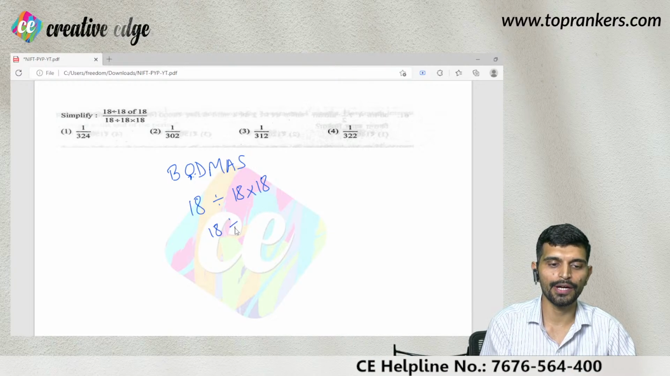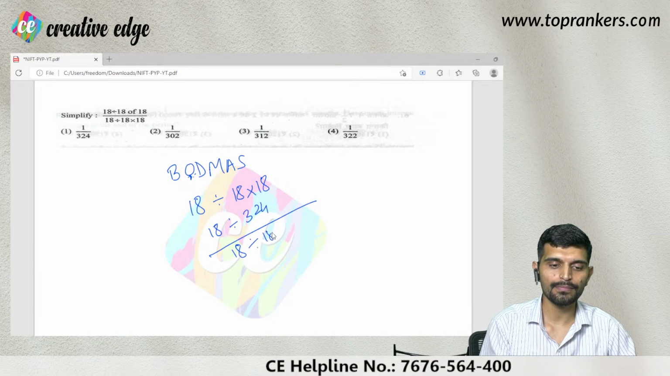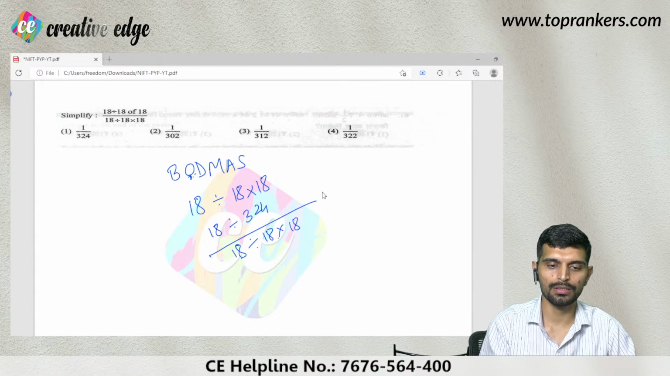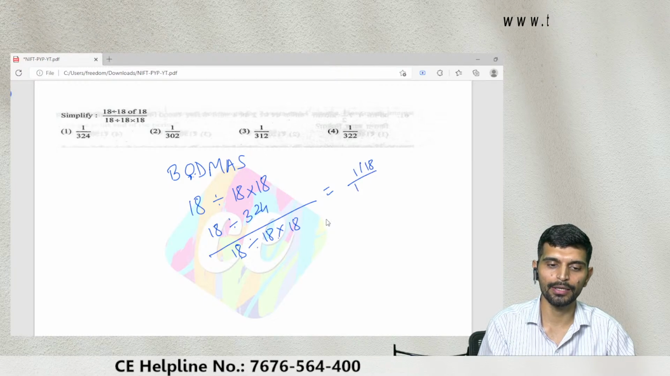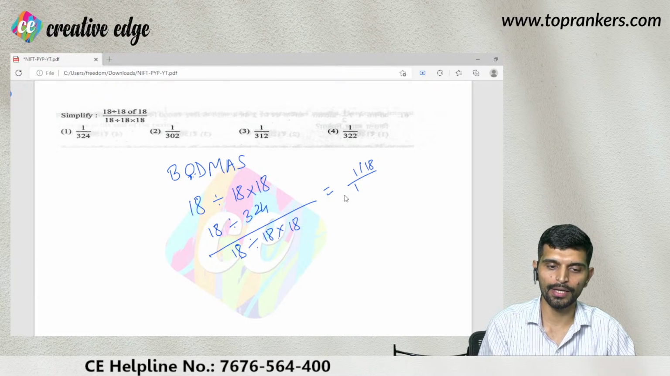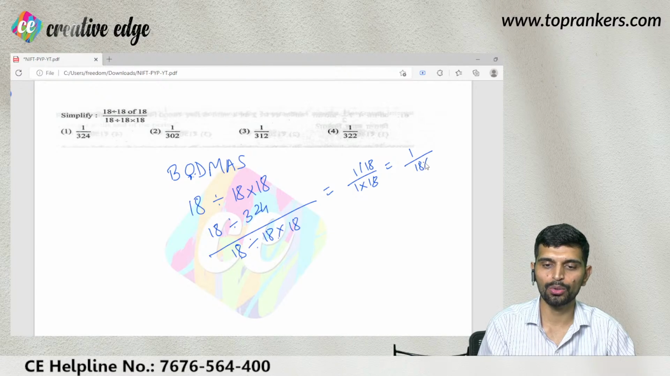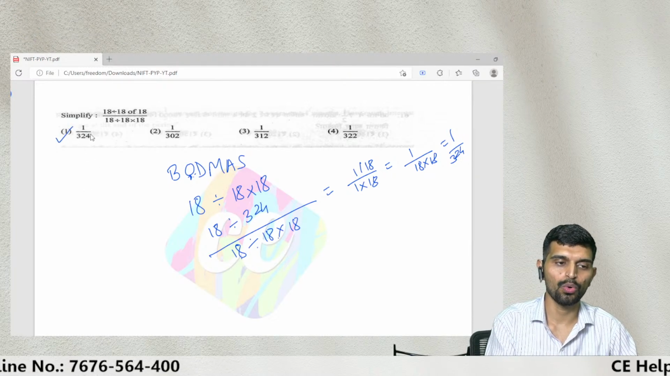So 18 divided by 324 upon 18 divided by 18 into 18. So 18 divided by 18 is 1. So here this is 1 upon 18 in numerator, and here 18 divided by 18 is 1, and 1 into 18 is 18. So that is 1 upon 18 into 18. So that should be 1 upon 324. So most appropriate answer here is 1 upon 324.